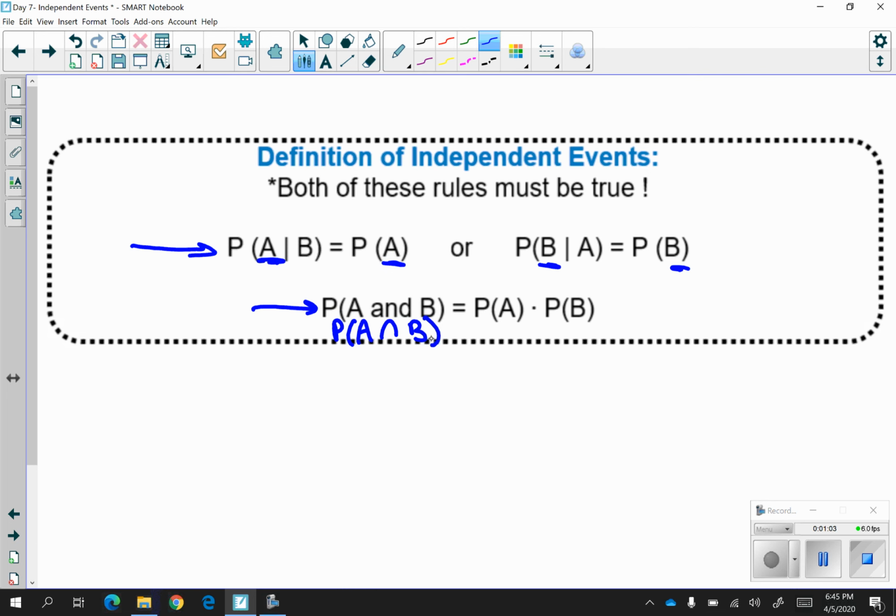So if these are equal, then we know that they are independent. If the left does not equal the right, then we know that they are dependent, or in other words, not independent. So in this video, we're going to talk about word problems without a two-way table, and you're going to have to figure out, do you use the top formula or do you use the bottom formula?